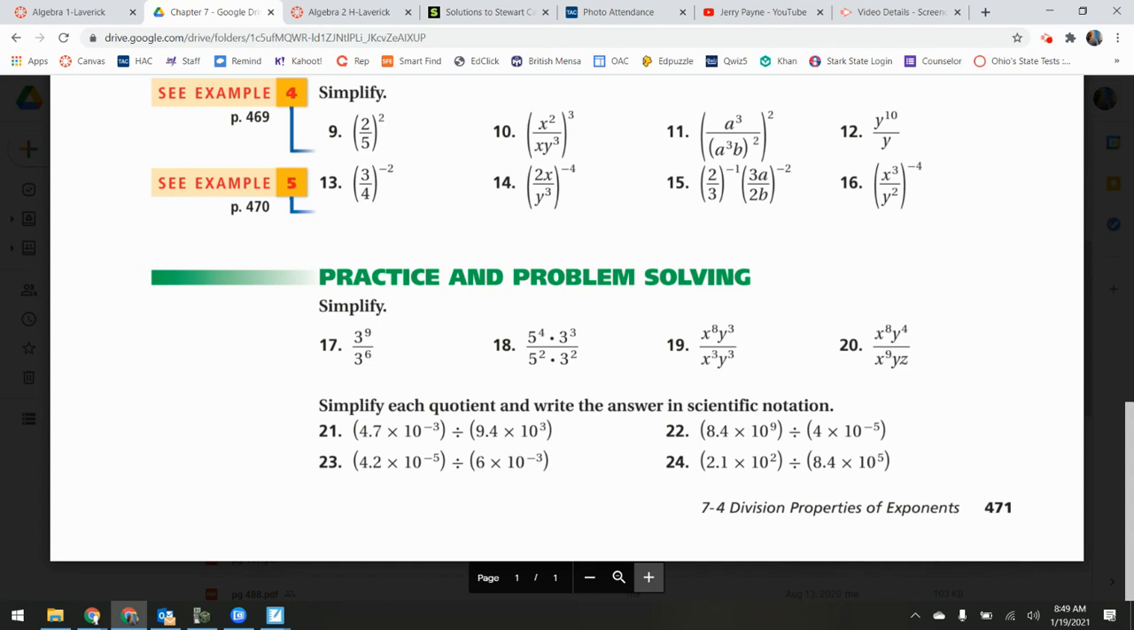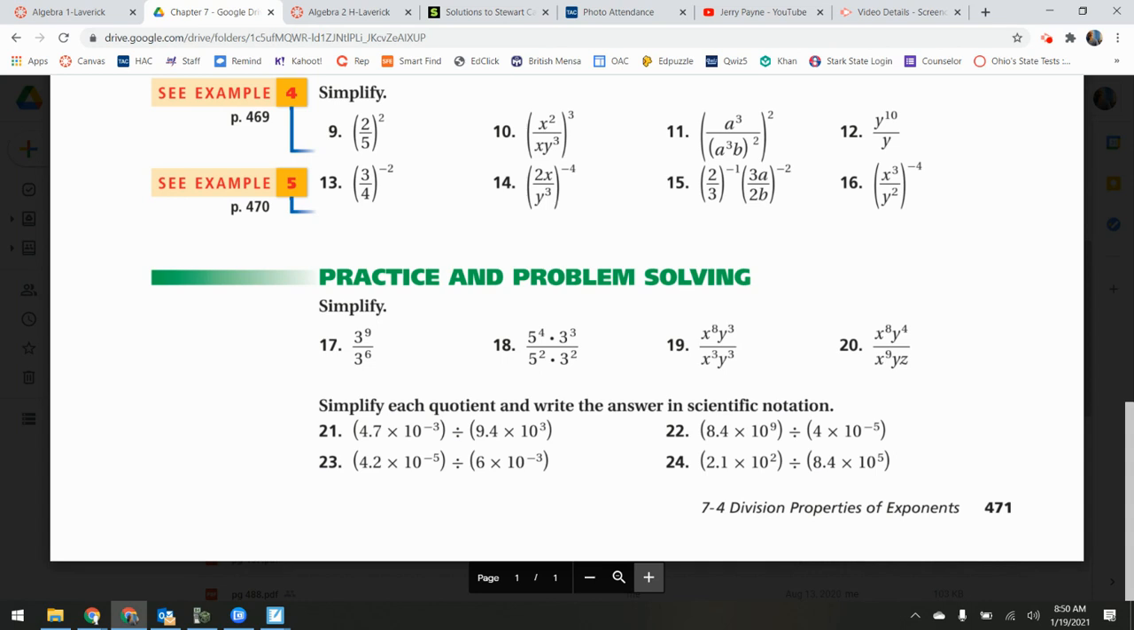And what's the final power on 3? 1. So it should be 5 to the second times 3 to the first, right? 5 to the second times 3 to the first, that's 25 times 3. Final answer on number 18 should be 75. Or if you wanted to write it, 5 to the second times 3 to the first. Okay.